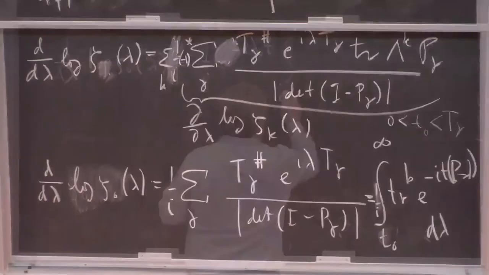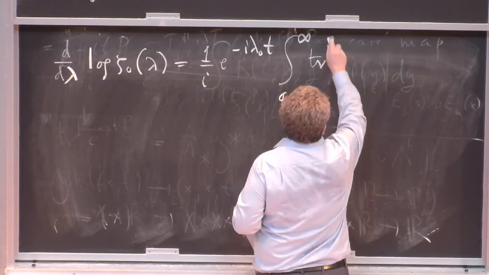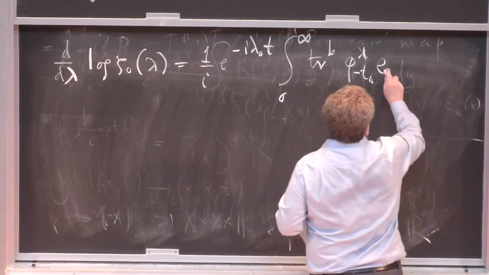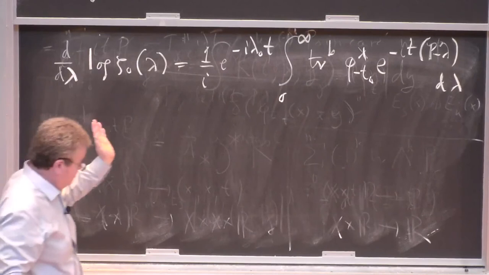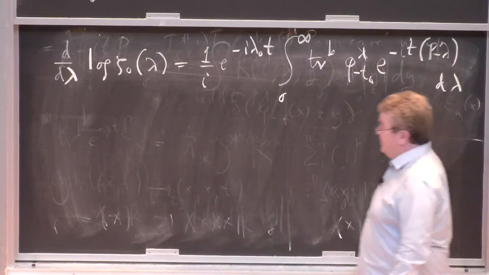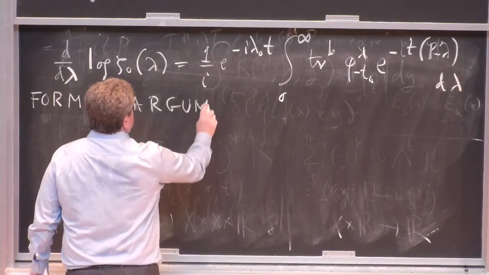e to the minus i lambda t naught, and now I integrate from 0 to infinity the flat trace of phi of minus t naught star e to the minus itP minus lambda d lambda. And now I really can integrate from 0, so I shifted everything by some small t naught. And now we have a formal argument, which we want, of course, to make rigorous.